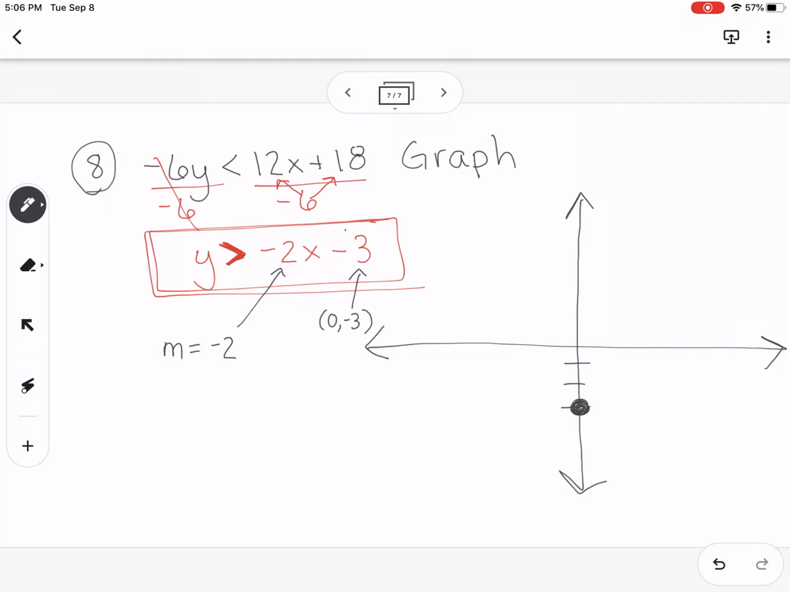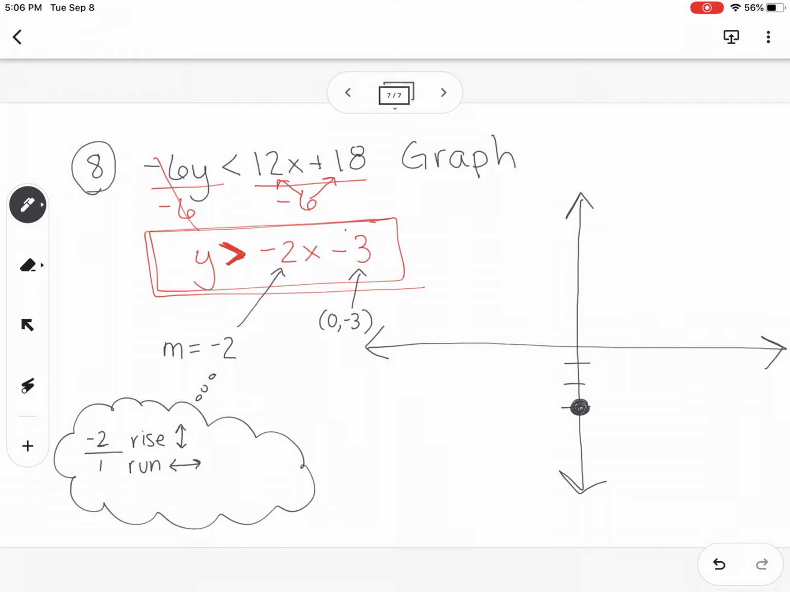Okay, so a refresher on slope, thought bubble. So the slope is negative 2, which is really negative 2 over 1. That's invisible. The numerator is my rise, and my denominator is my run. The numerator means that rise, meaning going up or down. The run means left to right.